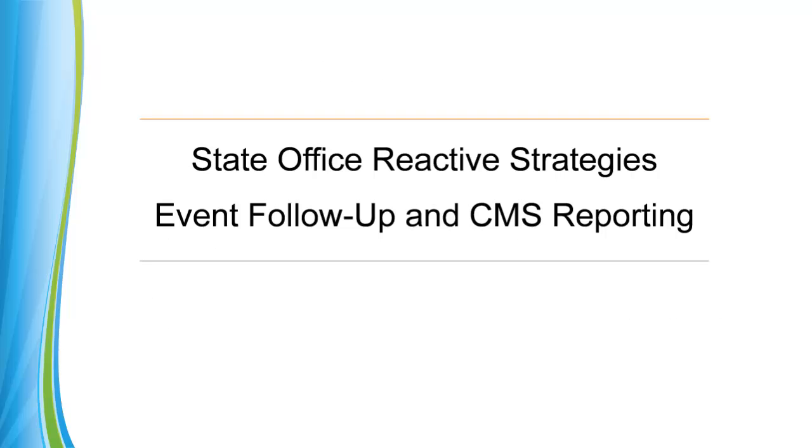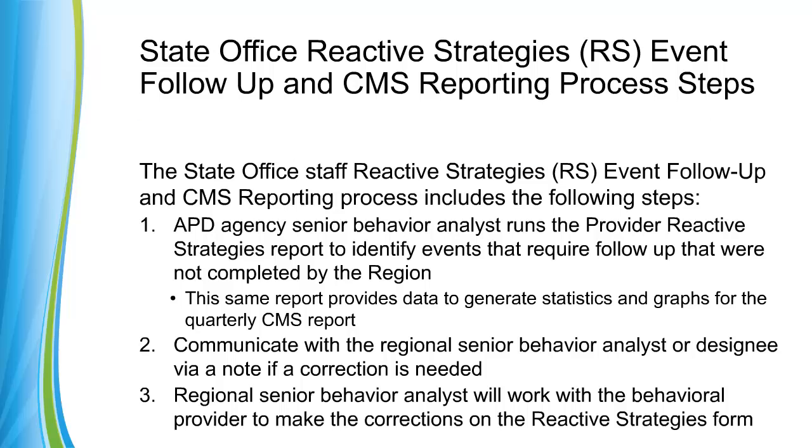The APD agency Senior Behavior Analyst may identify corrections or follow-up needs that were not completed by the Regional Senior Behavior Analyst. The APD agency Senior Behavior Analyst will notify the region to work with the provider to complete the corrections and/or follow-up. The State Office Staff Reactive Strategies Event Follow-up and CMS reporting process includes the following steps. The APD agency Senior Behavior Analyst runs the Provider Reactive Strategies report to identify events that require follow-up that were not completed by the region. This same report provides data to generate statistics and graphs for the quarterly CMS report.